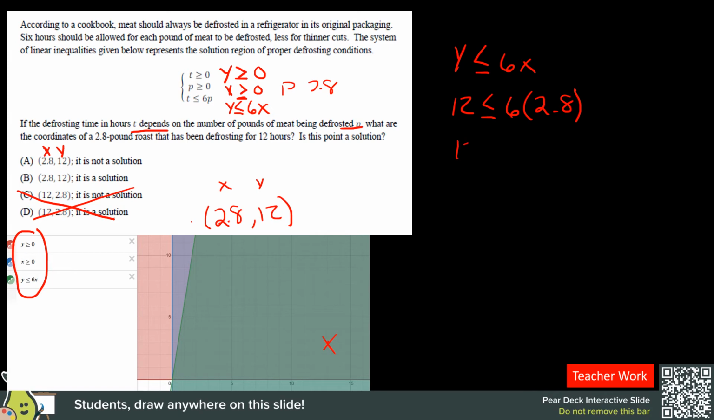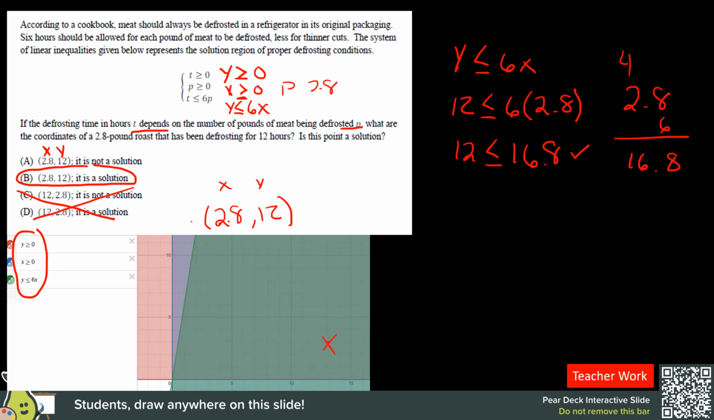We then get 12 is less than or equal to, and let's do this by hand here, we're going to multiply it by 6. I think it's always good to try this out. 8 times 6 is 48. 6 times 2 is 12, plus 4 is 16. So we get 16.8. And this is a true statement. So because this is a true statement, we know that this is true.